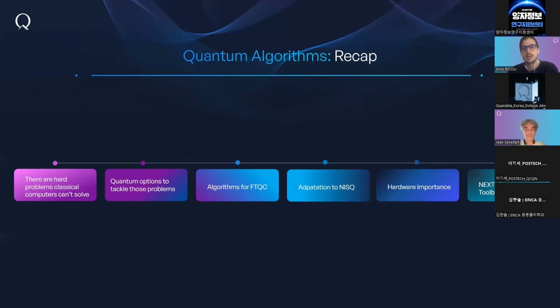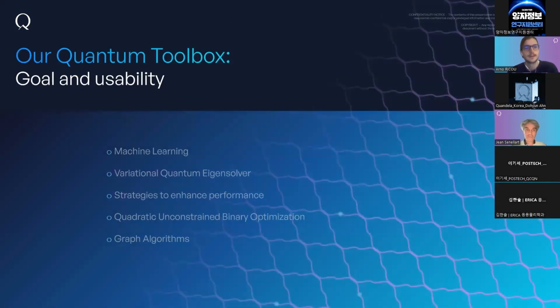What's coming next is the Quandela quantum toolbox. In this one, we're going to talk about the machine learning algorithms we implemented, and more specifically, the quantum machine learning algorithms we implemented. I'm going to talk about a variational quantum eigensolver as well, and the strategies to enhance the performance of those. And then we also have QUBO problems, so quadratic unconstrained binary optimization, as well as graph algorithms in the quantum toolbox.